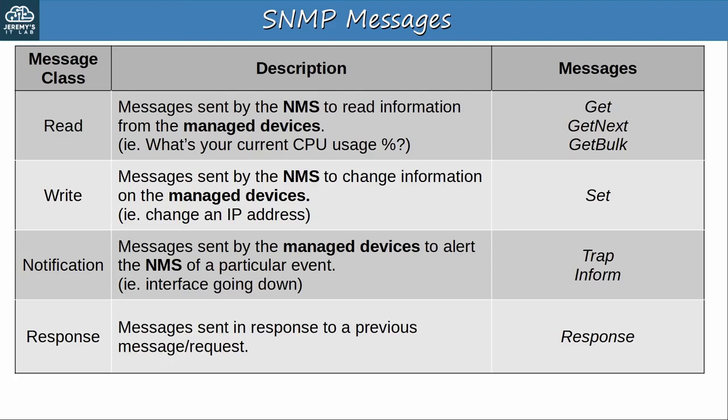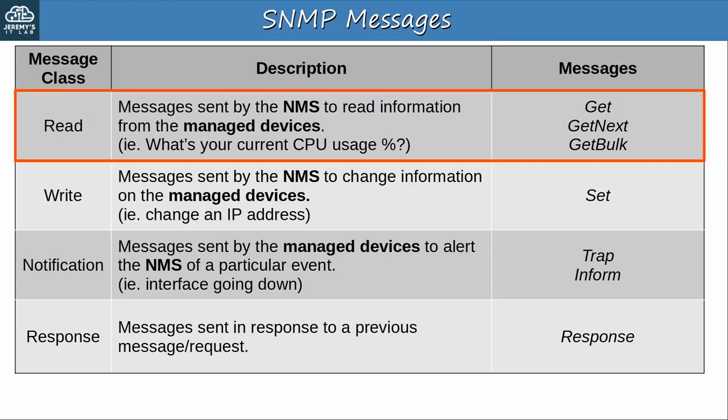In this chart, I've listed the 4 message classes: read, write, notification, and response. I've also given a description of each class, and then listed the actual SNMP messages in each class. First, let's take a look at the read message class. These messages are sent by the NMS to read information from the managed devices.